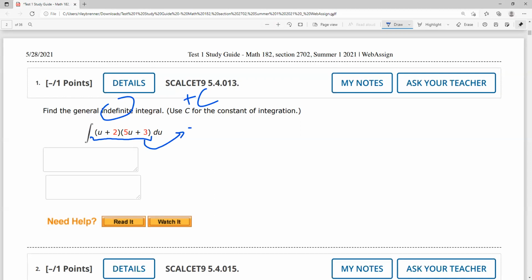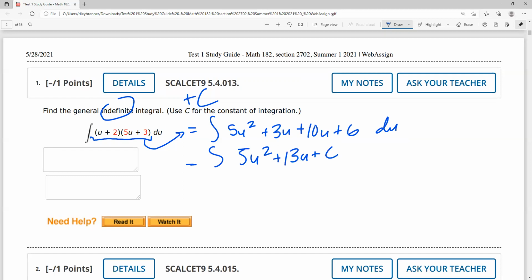So if we quickly distribute this, we'll get the integral, well, let's simplify this. u times 5u is 5u squared. u times 3 is plus 3u, 10u, and 6. This is all du. So this simplifies further to 5u squared plus 13u plus 6, correct?